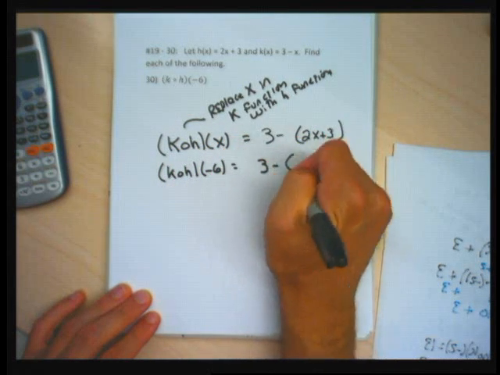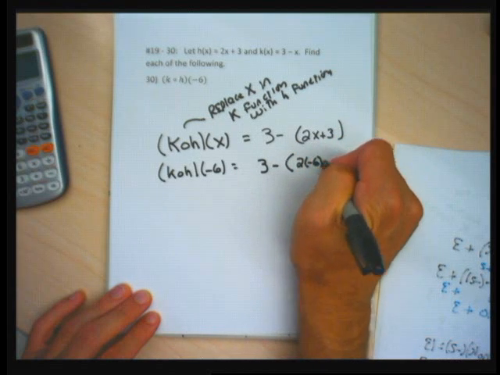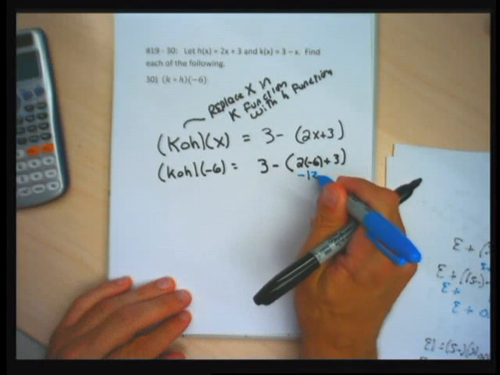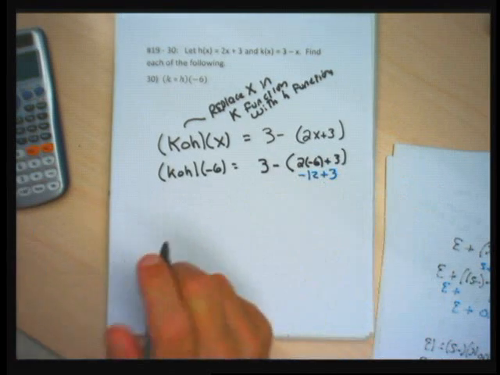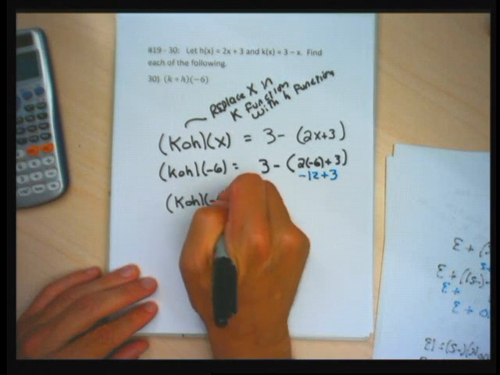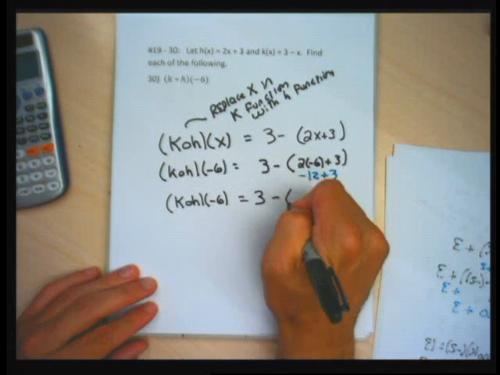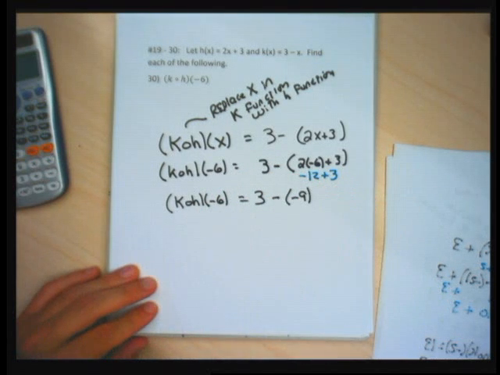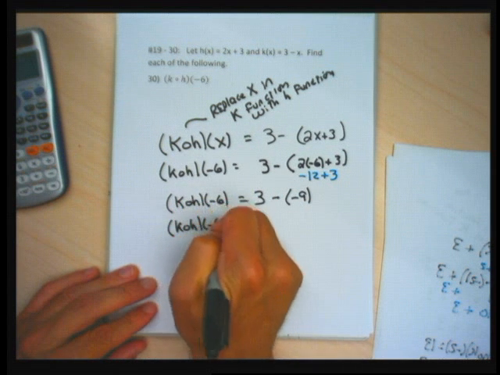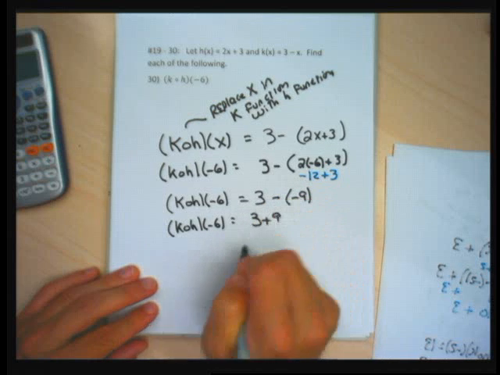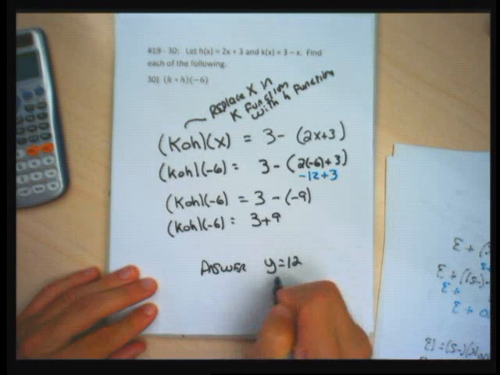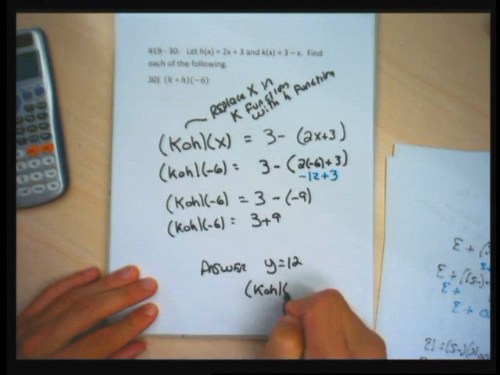So I'm going to go 3 minus 2 times negative 6 plus 3. The inside of the parentheses comes out to negative 12 plus 3, which is going to be negative 9. So I'm going to get k composed with h of negative 6 equals 3 minus a negative 9. And then I get a double negative there, so I get k composed with h of negative 6 equals 3 plus 9. And for my answer, I can write y equal to 12, or k composed with h of negative 6 equal to 12.